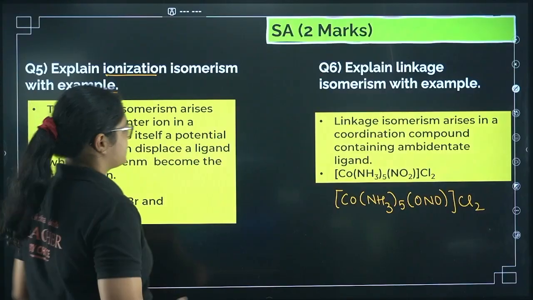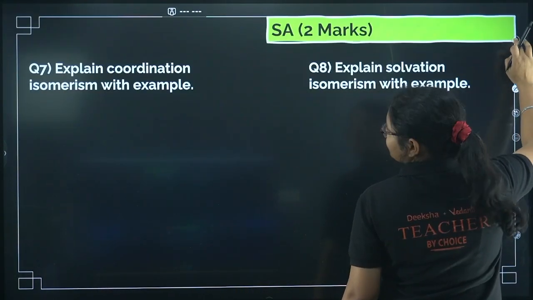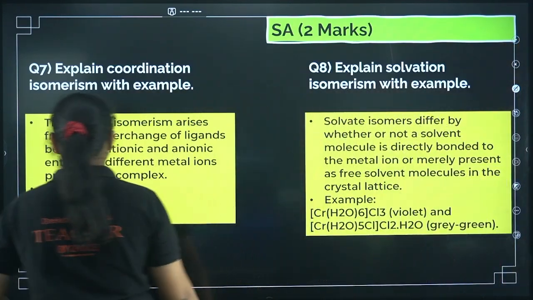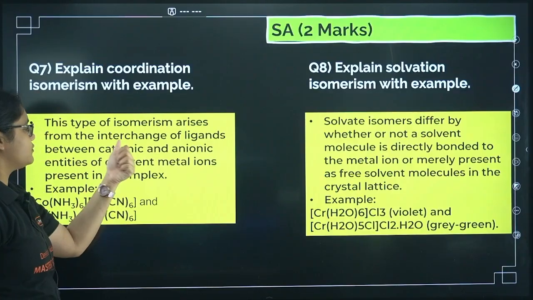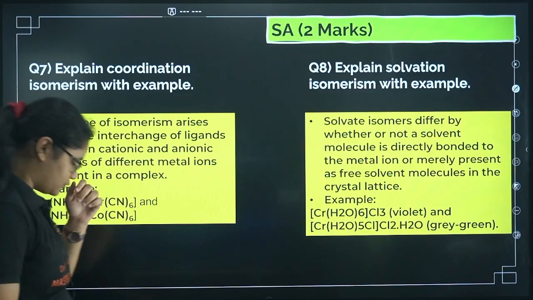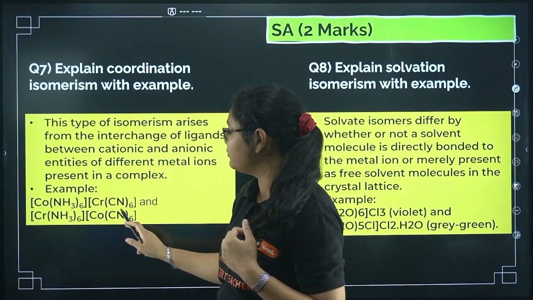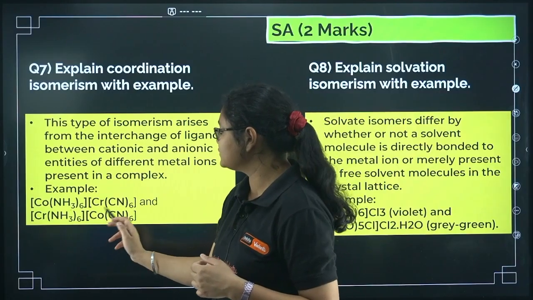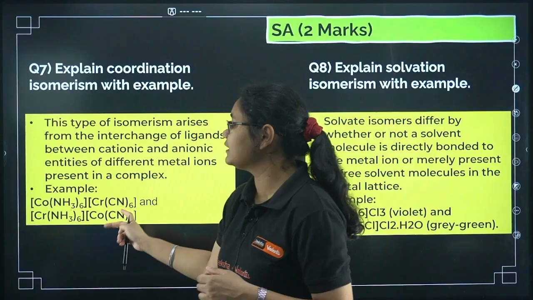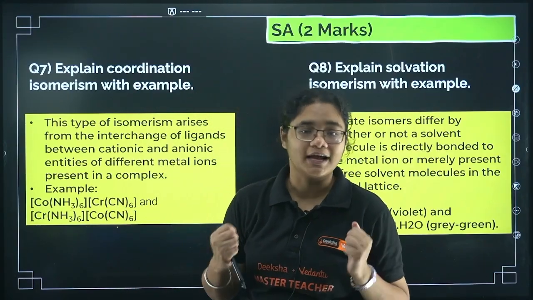Then we have another 2 forms of structural isomerism. What are those? Solvation isomerism and coordination isomerism. So what is coordination isomerism? This type of isomerism arises from the interchange of ligands between the cationic and anionic complexes. If you see here, I have one complex where cobalt with NH3 is there and chromium with CN is there. Now if I exchange this, chromium takes NH3 and cobalt takes CN, then we will get another form of this complex, which is called coordination isomerism.